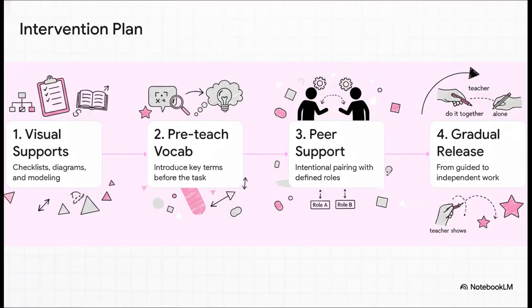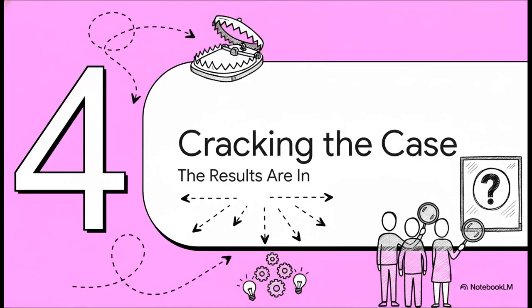So here was the game plan. First, give them structured visual aids, things like checklists and diagrams, so they weren't just relying on words. Second, pre-teach all that tricky technical vocabulary before they even see it in the lab. Third, set up a structured peer support system, intentionally pairing students together. And finally, use that classic gradual release model. The teacher shows how to do it, then they do it together, and then the students do it on their own. The trap was set.